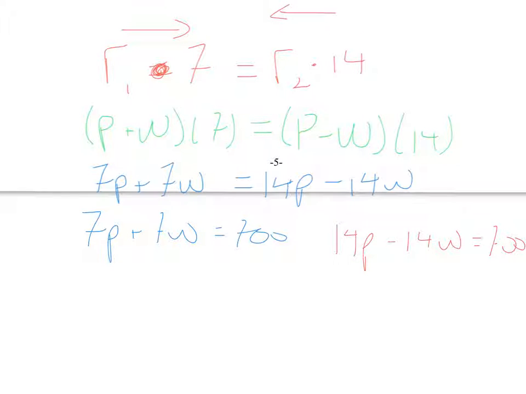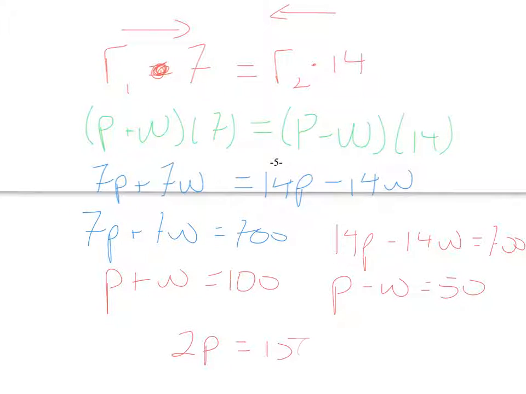I'm going to simplify these equations to start off because these are not pleasant numbers. So p plus w is equal to 100. And if I divide both of these by 14, we get p minus w is equal to 50. If I add these two equations together, I get 2p, the w's cancel, and 150, which means that p is 75. And the only way this works is if the wind speed is 25.